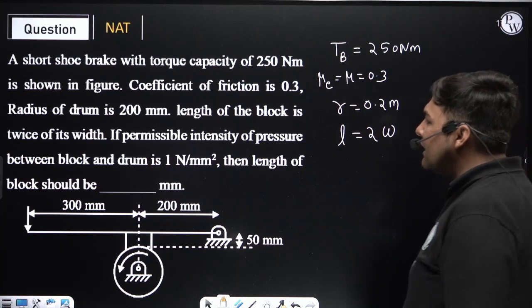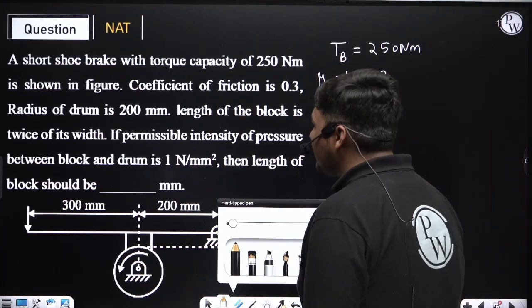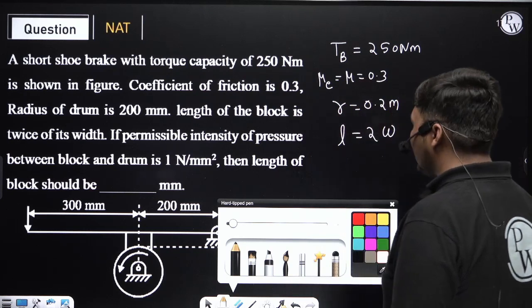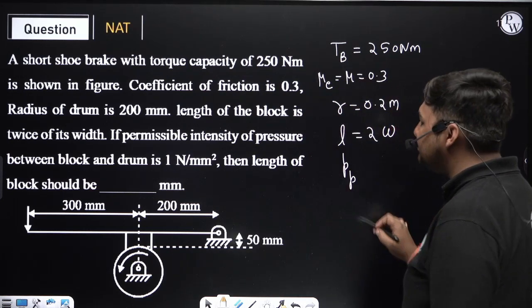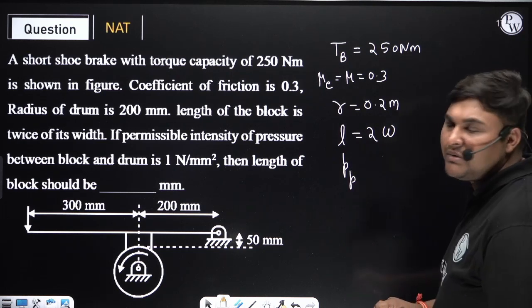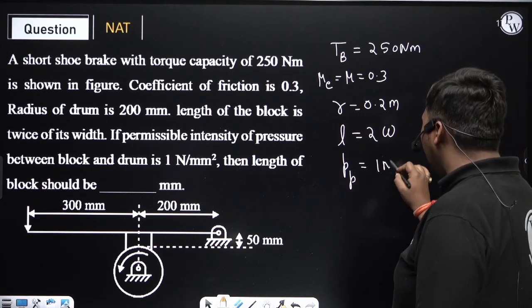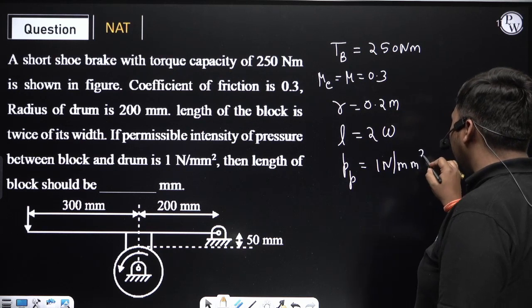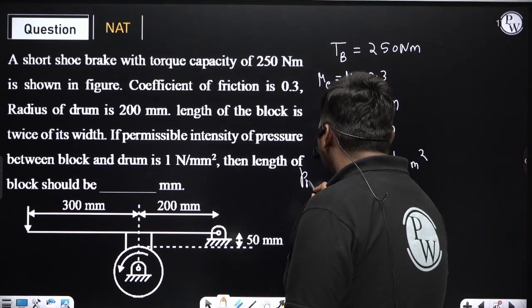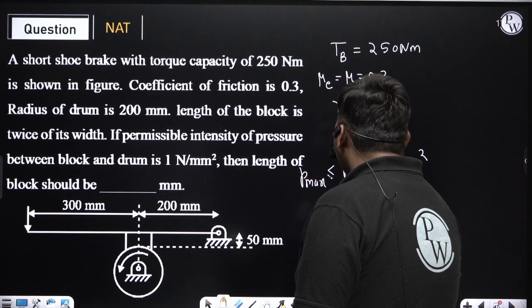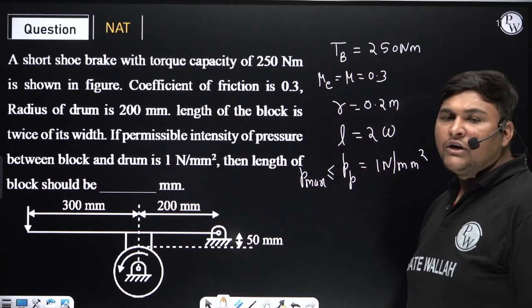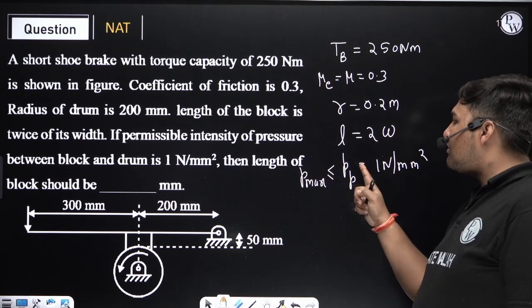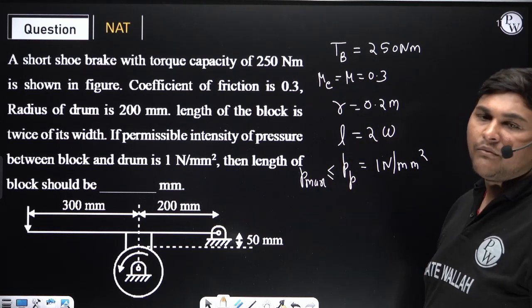If the permissible intensity of pressure between the block and drum is 1 Newton per mm square, it means the limiting pressure is given. I am denoting permissible pressure as P_p: P for pressure, and p for permissible. It is 1 Newton per mm square. It means that in this short shoe brake, the maximum pressure should be equal to 1 or less than 1, because it is the permissible pressure. To find the limiting value, we will equate the maximum pressure with the permissible pressure.